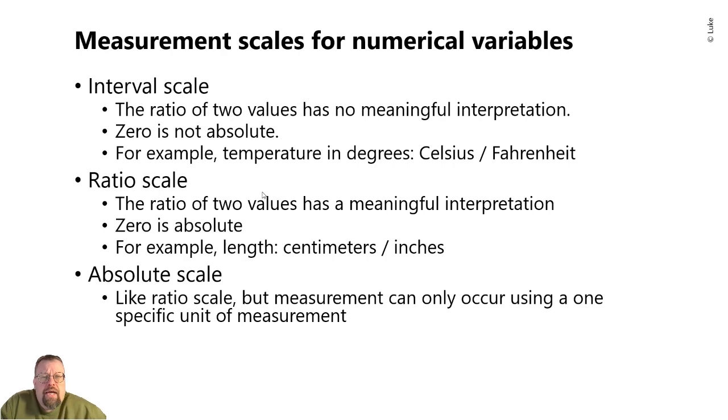Ratio scale, on the other hand, has a meaningful interpretation, and zero is absolute, meaning that if it's zero, it doesn't exist. And length, for example, whether we examine it in centimeters or inches, 2 meters is twice as long as 1 meter, and zero meters means that there is no length. Then there is absolute scale, meaning it's mostly like ratio scale, but measurements can only occur using one specific unit of measurement.